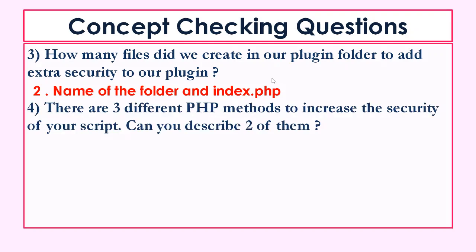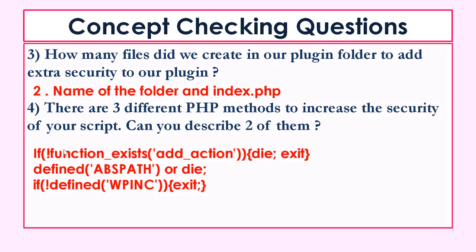There are 3 PHP methods to add security. Can you remember 2 of them? Well, we have the if the add action doesn't exist, so just remember if it does not exist, then we die, or we can say exit. Defined the absolute path or die, or if this is not defined, exit. So we have 3 different ones. We have one, if this function doesn't exist. We have one which is defined or die, and we have one that says not defined. So hopefully you can remember, or you did remember, at least 2 of them.